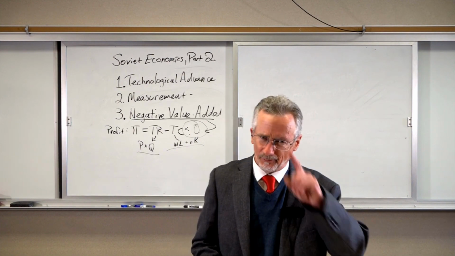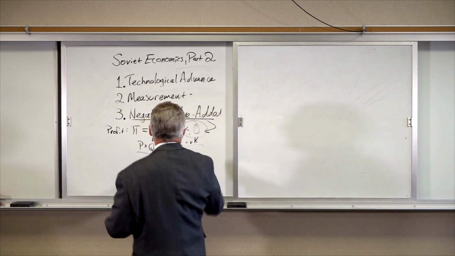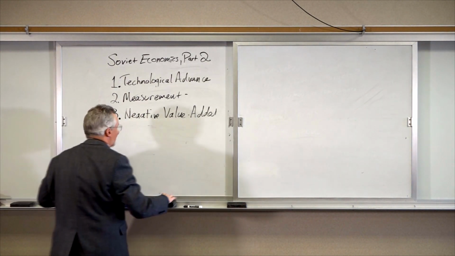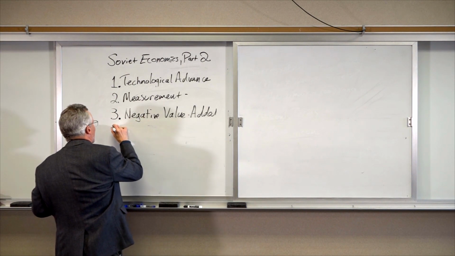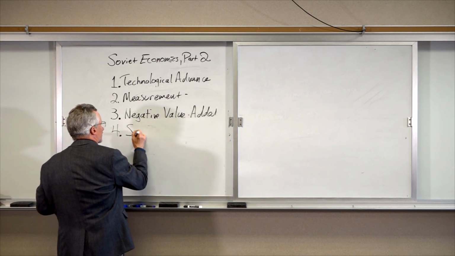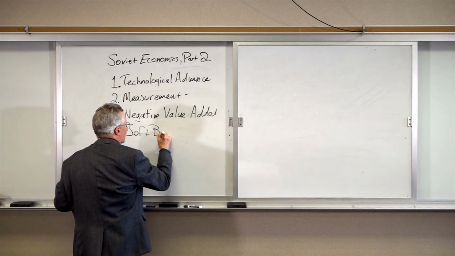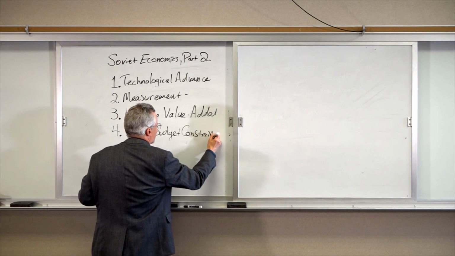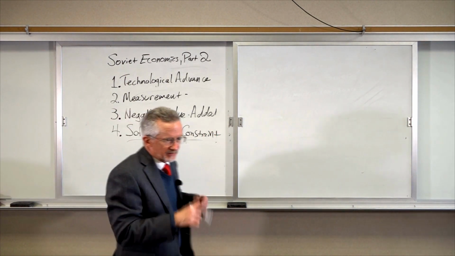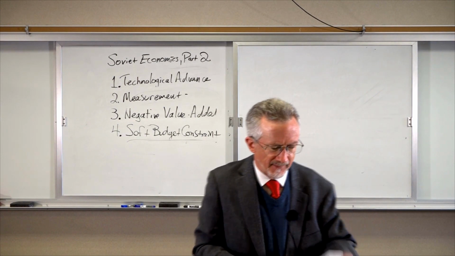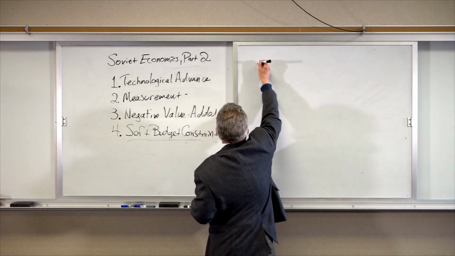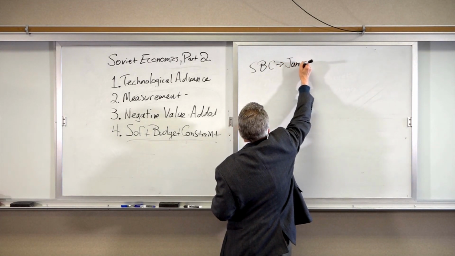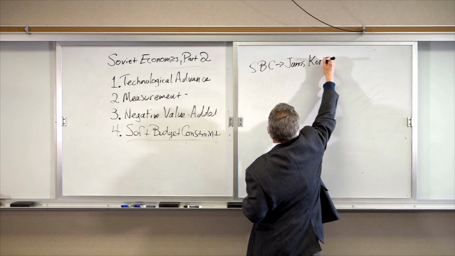Great. Well, there's something more we can say about that. It brings up our next point, another aspect of negative value added, and our fourth one is what we call the soft budget constraint. Okay, what is the soft budget constraint referring to? Well, let's go back to our little story here. I'm going to just call that the SBC. That term actually comes from an economist, Janos Kornai.